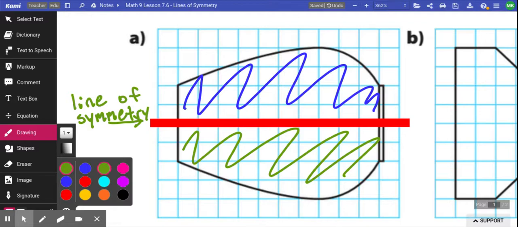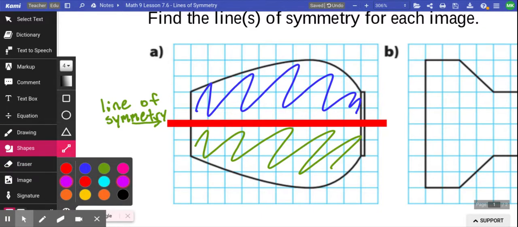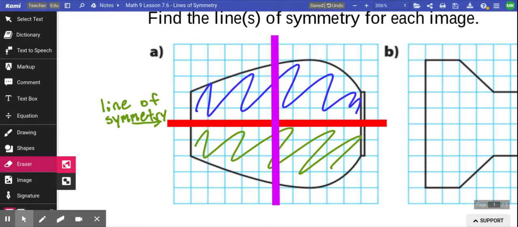Because the two sides are identical. That happens to be our only line of symmetry. Sometimes people think that this is a line of symmetry because they say, well, I cut the glass in half. Yeah, but the left side's not identical to the right side. All you did was cut an object in half, but it didn't create two identical sides.